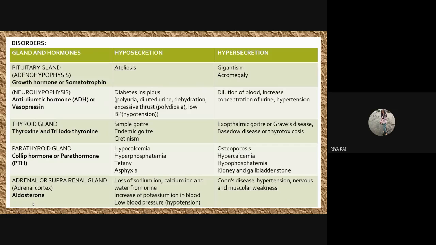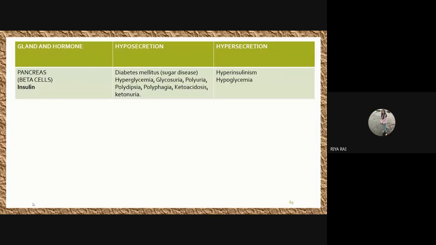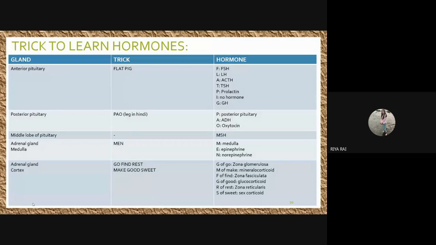Next, here I have made a combined table of all the disorders which occur due to hypo or hypersecretion of any of the hormones. Here I have given some tricks to learn the hormones. Generally, I have taken all those glands in which the number of hormones is more.